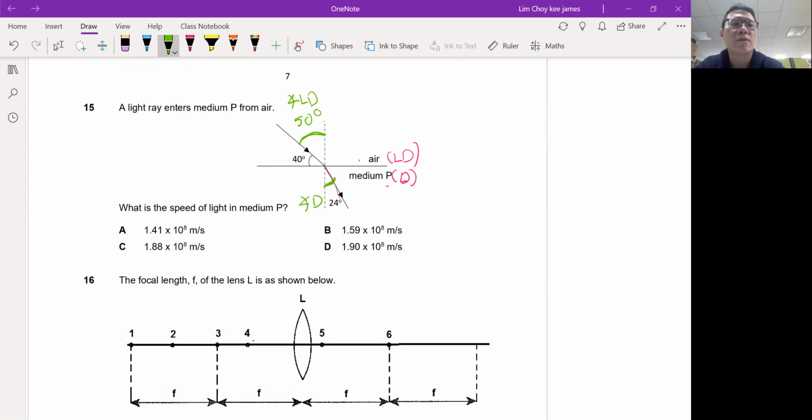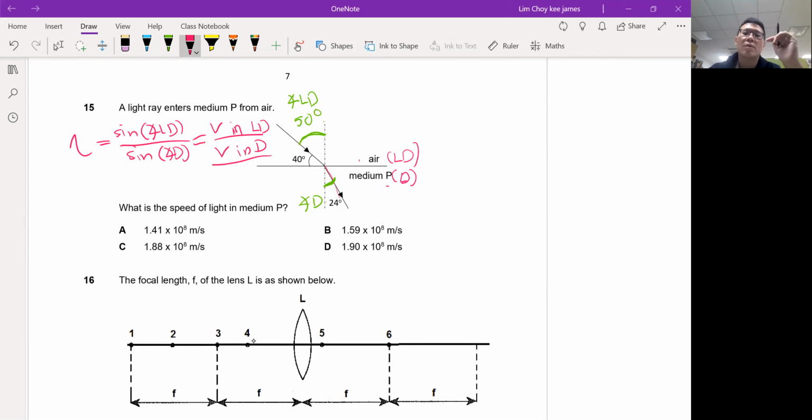The classic formula that we look at is usually refractive index, which is sine of the angle in the less dense medium divided by sine of the angle in the dense medium. Other than this formula, another formula quite commonly used for refractive index is the speed of light in air or vacuum, the less dense medium, divided by the speed in the denser medium. These are the common formulas we use, and in this question, surprisingly, we actually need both of them.